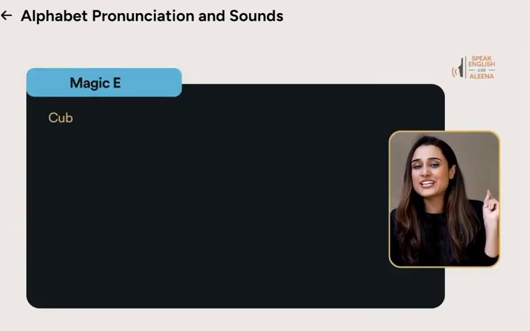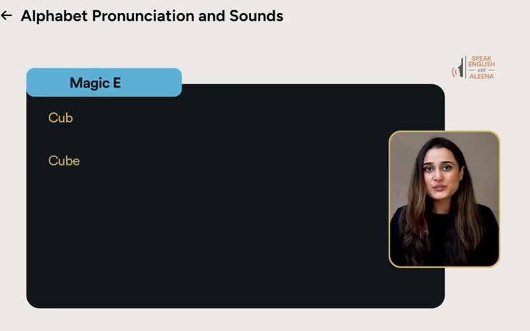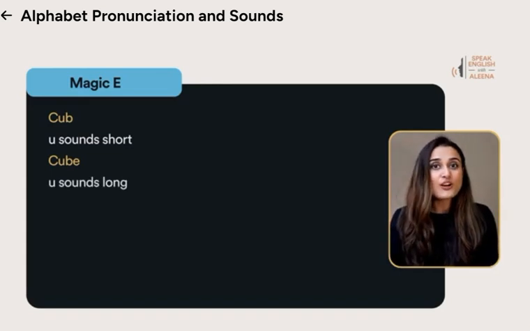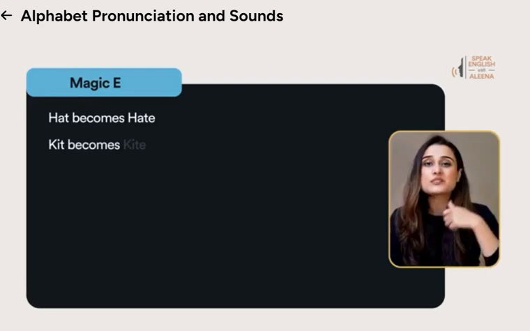Now consider another word, cub. But when you put letter E after cub, it becomes cube. So the short sound of letter U becomes the long sound of letter U. Hat becomes hate. Kit becomes kite.